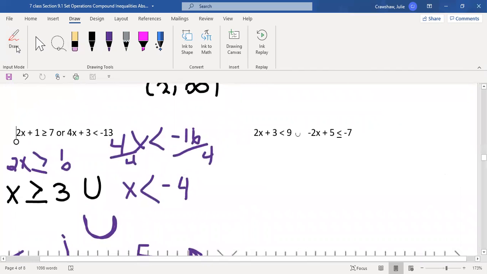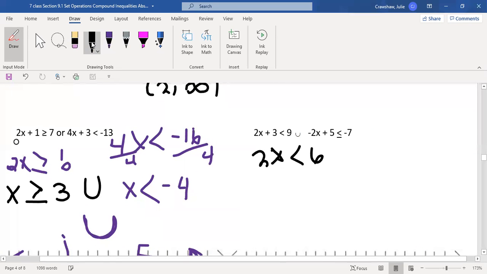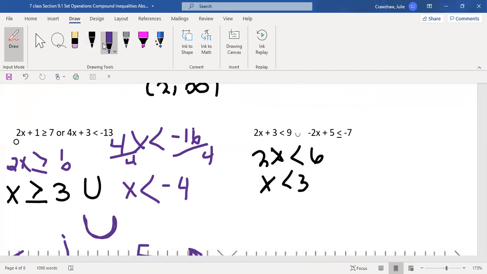Let's do another one. I'm going to isolate my variable. I'm going to minus my 3. So I'm going to get 2x is less than 6. And then I'm going to divide by 2. So x is less than 3. And then on the right, I'm going to subtract 5 from both sides. So I get negative 2x is less than or equal to negative 12.